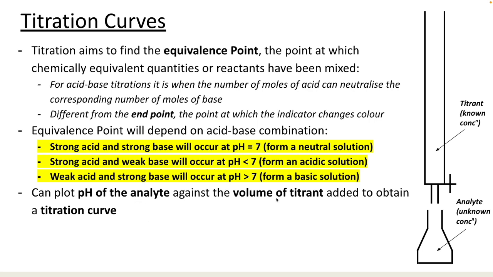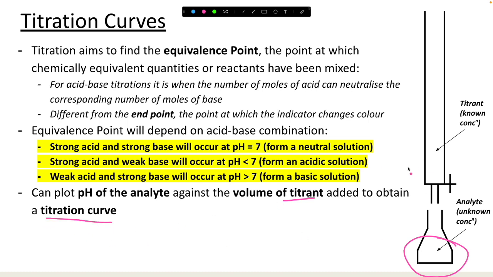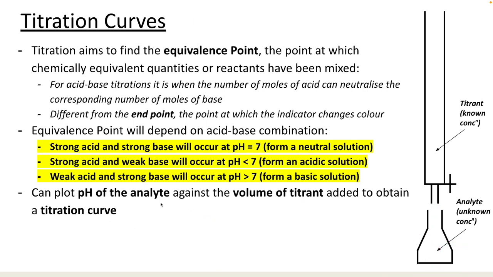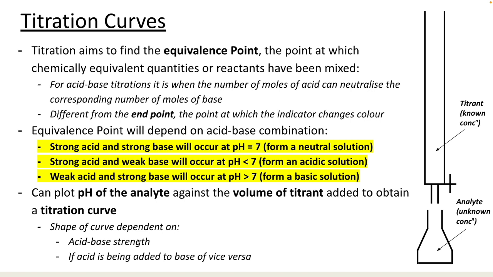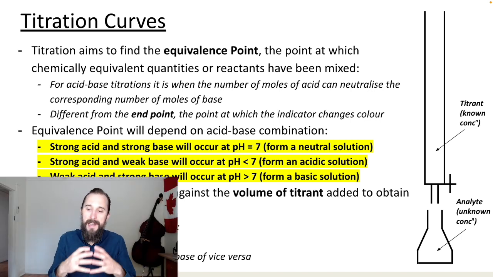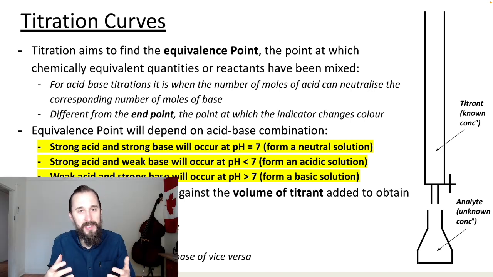But what we can do is plot the pH of the analyte against the volume of titrant added to obtain what's called a titration curve. As we add our titrant little by little, we can measure the pH and then plot it corresponding to how much of that titrant we've added. And the shape of our curve is going to be dependent on our acid-base strength, the ones we decided up here. And it's also going to be dependent on if you're adding your acid to the base or your base to the acid.